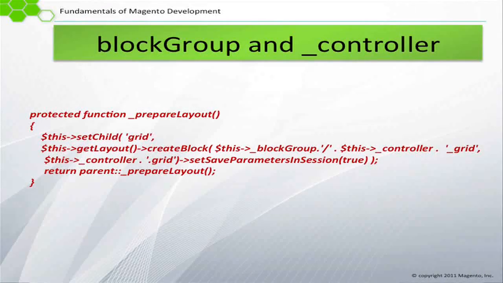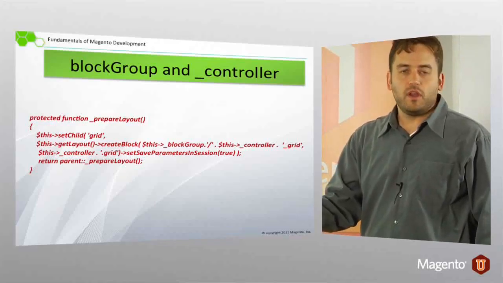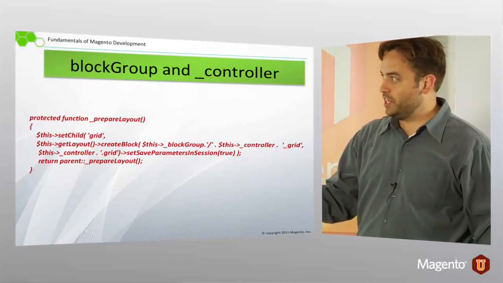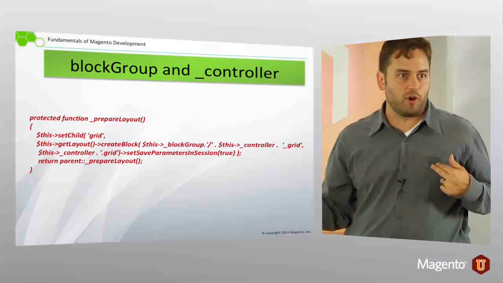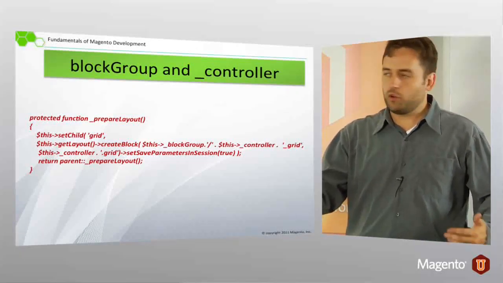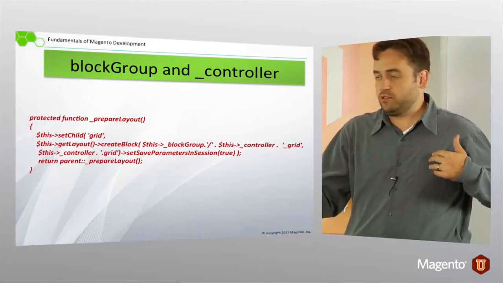What's happening is prepare layout is being called. Prepare layout will automatically set a child, here a child named grid, and the block that it creates is going to be based on the block group. So again, this is our map for a module. If we're using our block, we certainly need to specify our class group name for our blocks here. So create block, and my class group name is training for blocks.